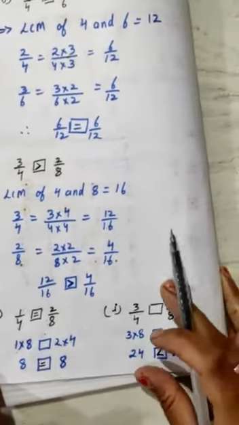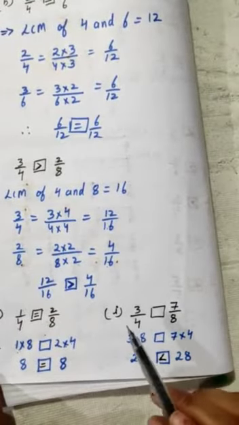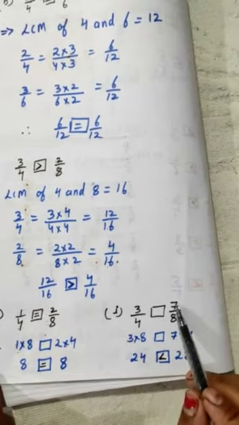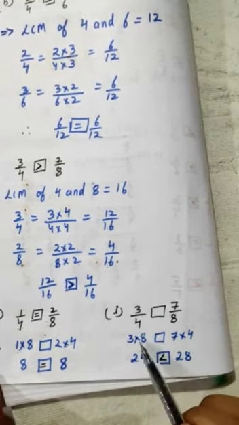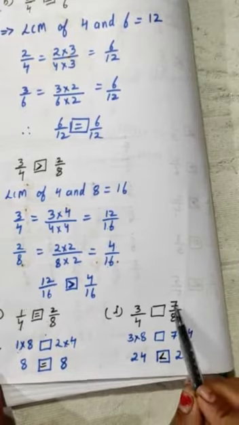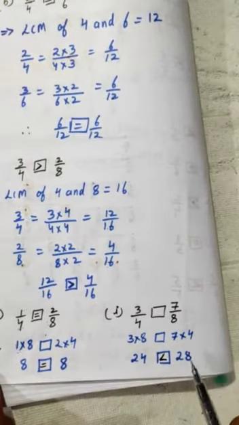Now you can see one more I have solved by the same method. 3 upon 4 and 7 upon 8. So 3 into 8 you will write, which is 24. 7 into 4 you will write here, which is 28.